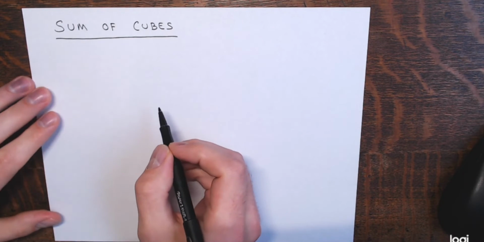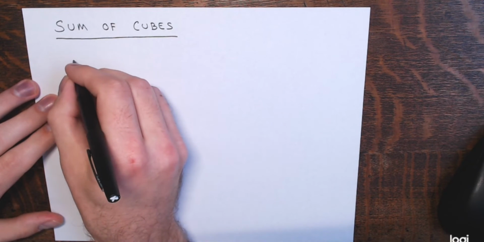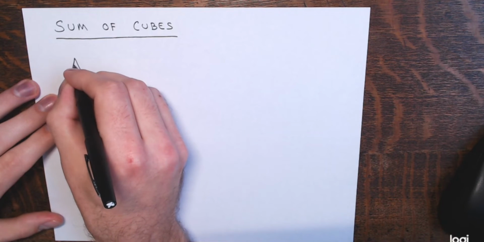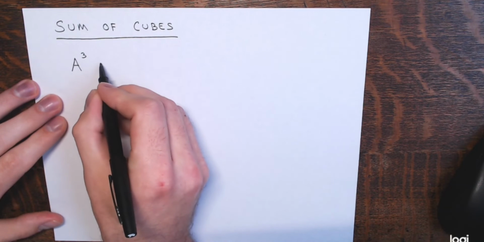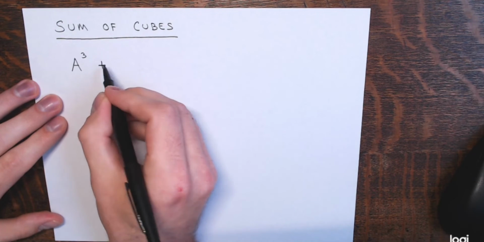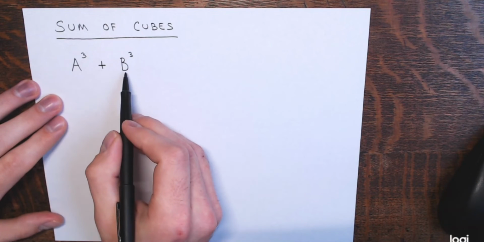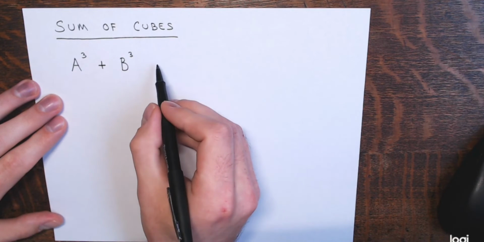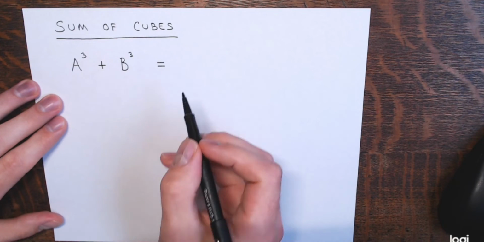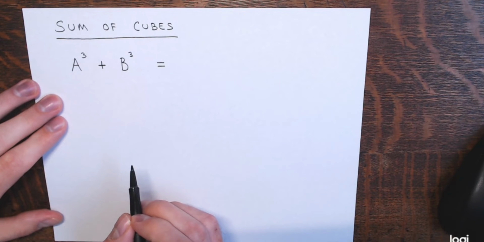So a sum of cubes is a special kind of binomial where you have some expression cubed, right, some expression to the 3rd power, plus some other expression to the 3rd power, right? It's a cube plus a cube, right? A sum of cubes. Now, if you recognize an expression as a sum of cubes, you should be able to factor it, write it as a product of 2 factors.